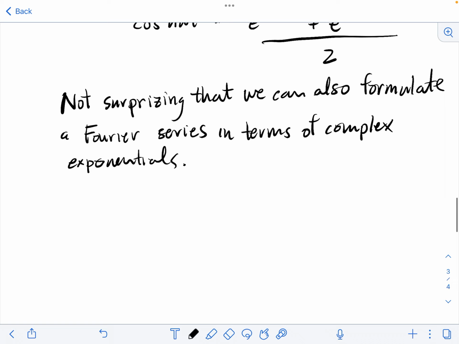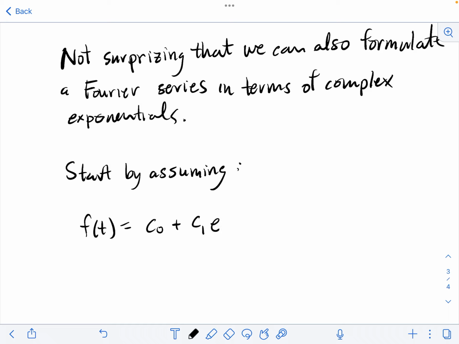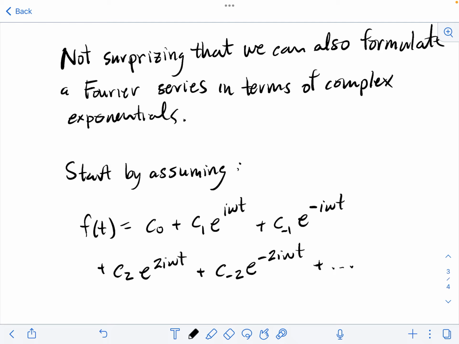So, in fact, let's do it a bit of a different way than I said. Let's just start by assuming that we can take a periodic function and express that function of time as some constant offset c0, and we'll have a c1 e to the i omega t, and then a c minus 1 e to the minus i omega t, and we'll have a c2 e to the 2i omega t plus c minus 2 e to the minus 2i omega t, and we would have, say, the terms with 3i omega t and the terms with 4i omega t and so on.